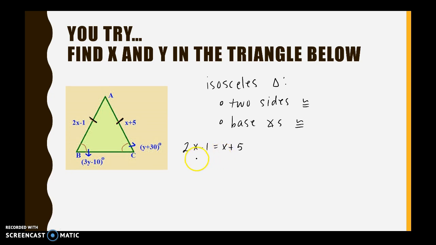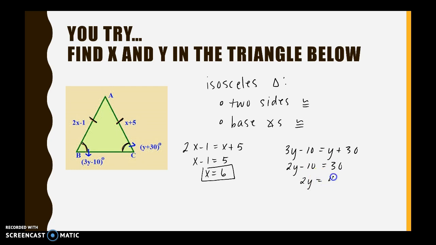Solving for x, I'm going to subtract x from both sides. Then I'm going to add 1. So I get x is equal to 6. Now to find y, notice where y is located. It gives me the expression for the angle measures. B and C are my base angles. Base angles are congruent, so I set those two expressions equal to each other. I'm going to subtract y from both sides. Add 10, and I get y is equal to 20.